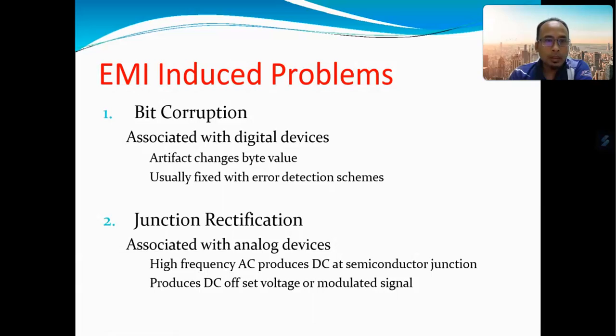Secondly, EMI can induce the problem of junction rectification, which is associated with analog devices. In which high frequency AC produces DC at a semiconductor junction and produces a DC offset voltage or modulated signal.